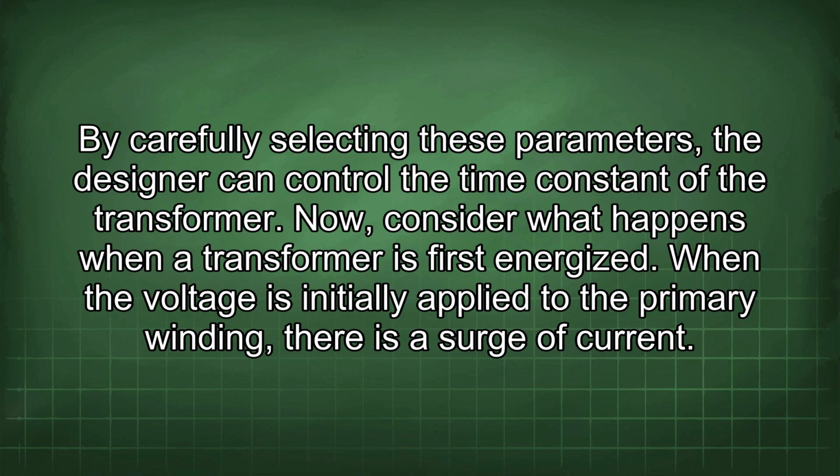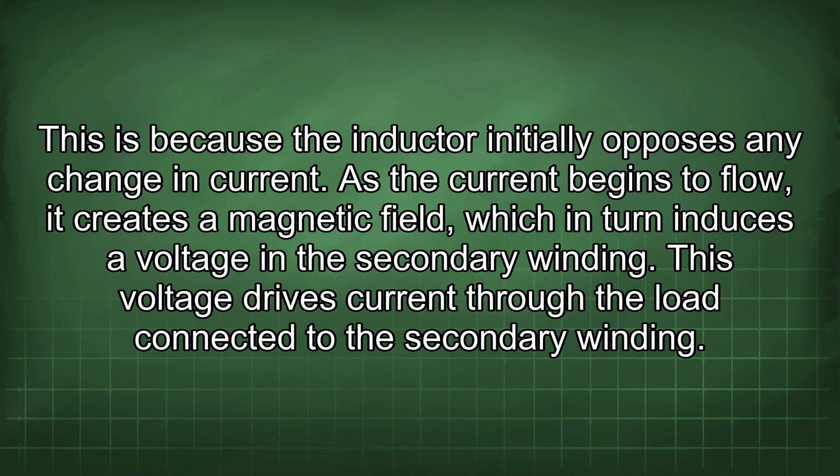Now consider what happens when a transformer is first energized. When the voltage is initially applied to the primary winding, there is a surge of current. This is because the inductor initially opposes any change in current. As the current begins to flow, it creates a magnetic field, which in turn induces a voltage in the secondary winding. This voltage drives current through the load connected to the secondary winding.